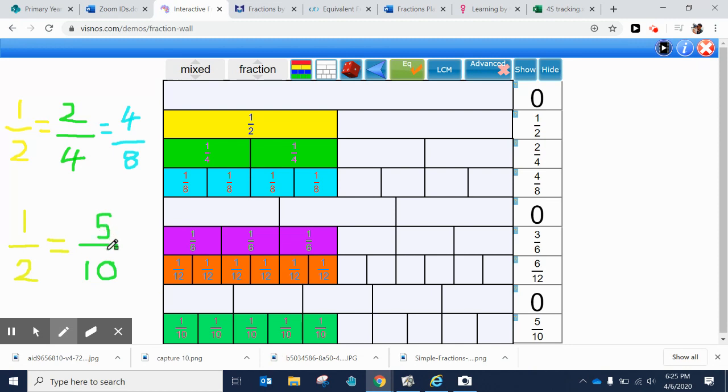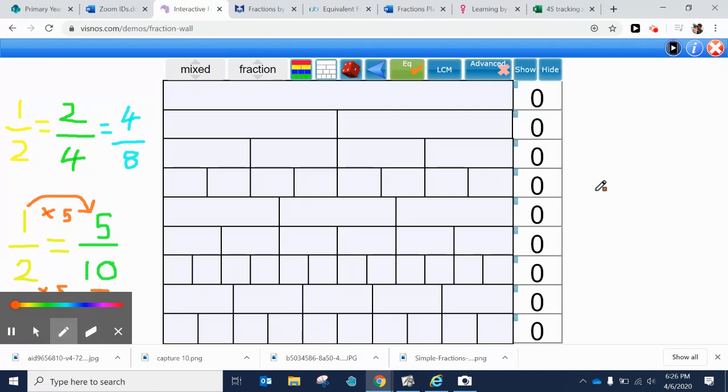Now, you might not always have access to a fractions wall, and that's where you can use your maths knowledge. If you look here, remember what I said earlier, whatever we do to the top, we must do to the bottom if we're going to keep them equivalent. To get from 1 to 5, we multiplied it by 5. Therefore, whatever we do to the top, we must do to the bottom. Multiply the 2 by 5, and we get 10 again. So 1/2 is equivalent to 5 tenths.